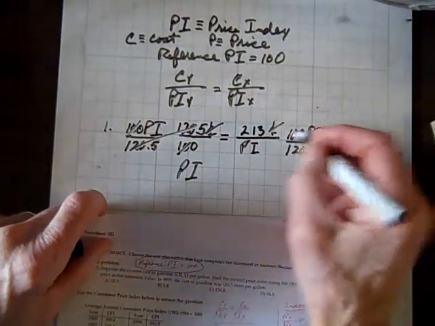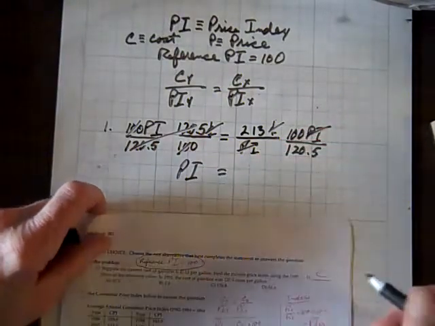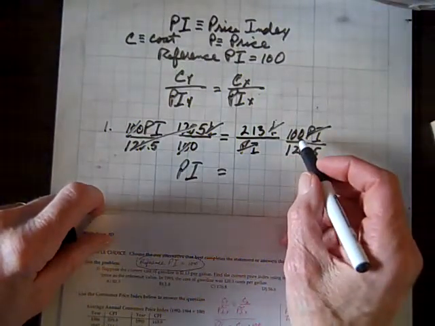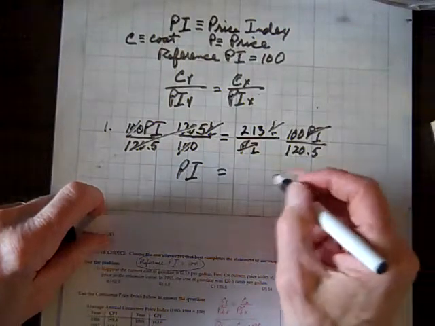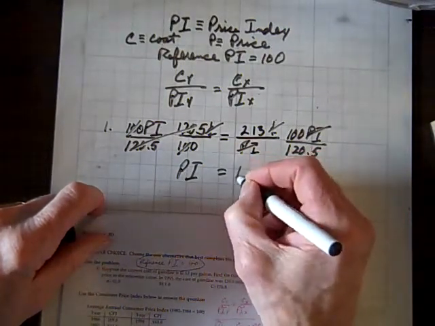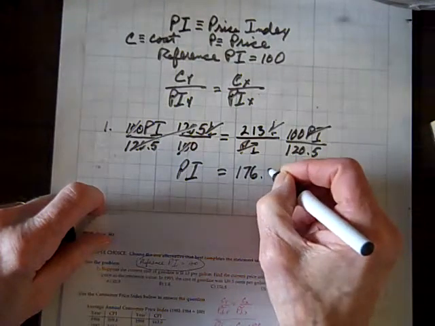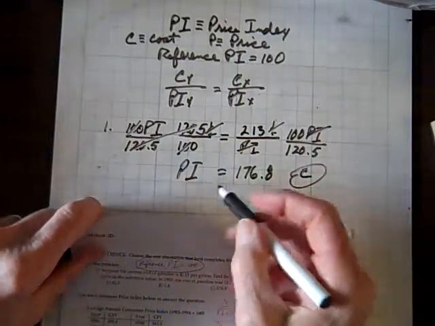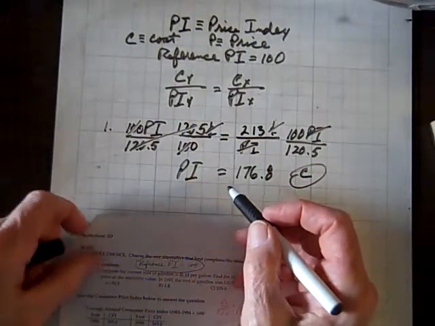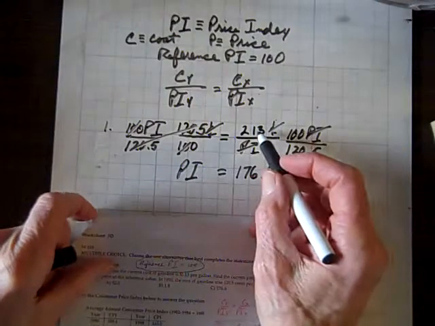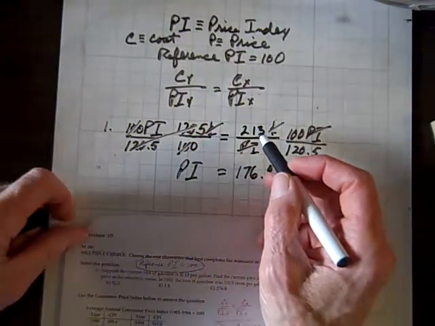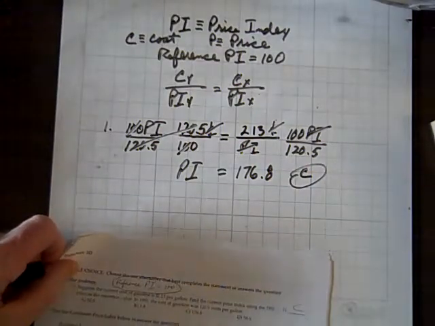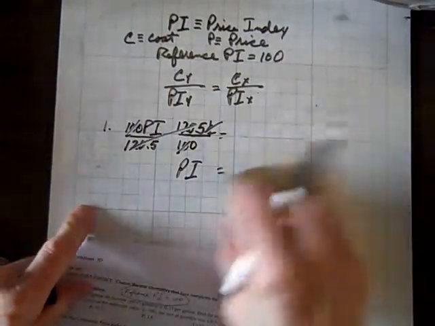And here the PIs divide out, and when we compute this quotient, 213 times 100 divided by 120.5, we will have 176.8, and that's selection C, and that's our price index relative to a gas price of 213 cents. And we're done with number 1. Now let's move on to 2.